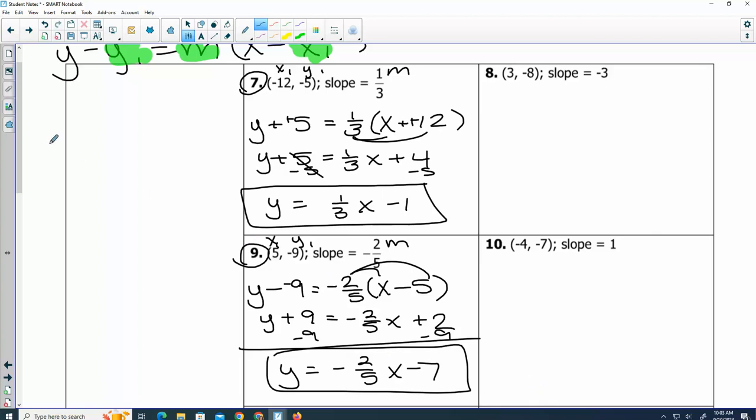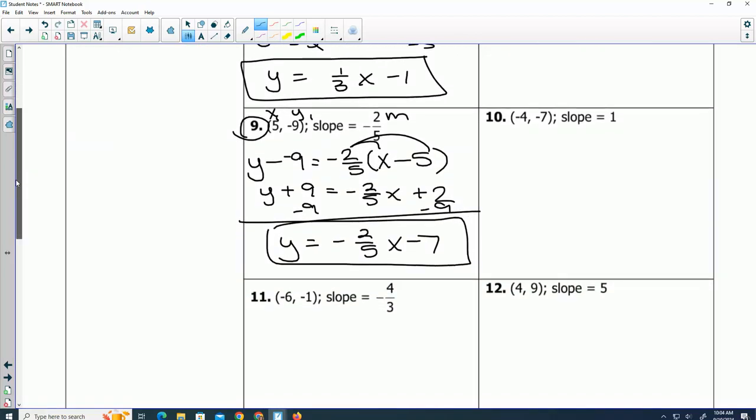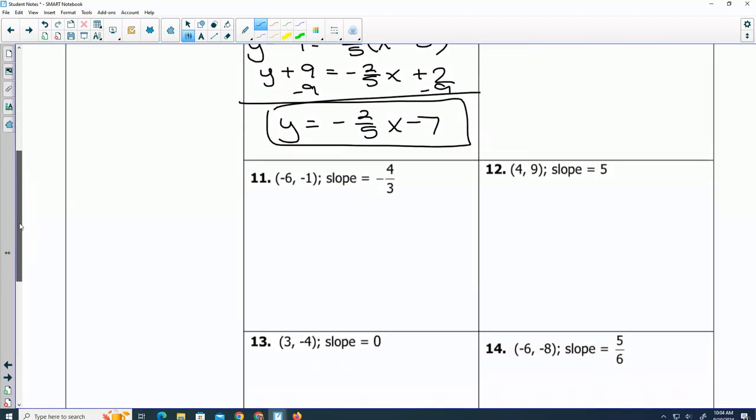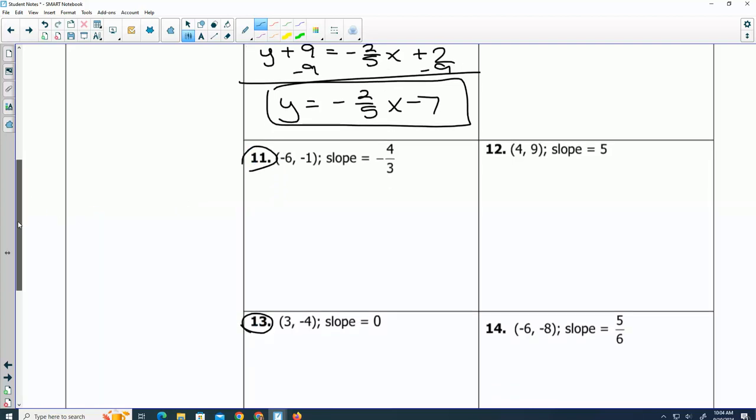I want you guys to try another one. Let's see if we can all get it this time. So I'm going to come around. I want you to show me your answer. Why don't you do 11 and 13? If we get these and do okay, I'll be done.